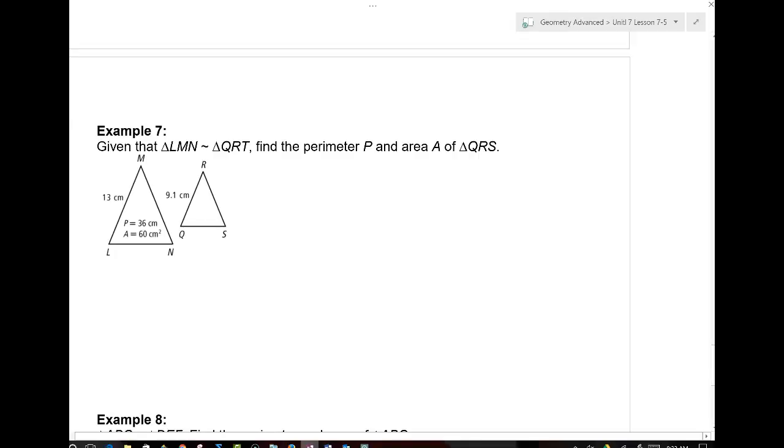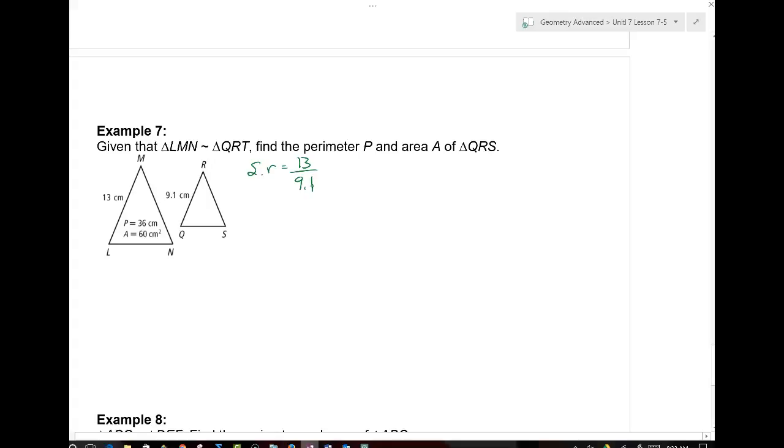It might not be perfectly worded the same way as this, but the setup is the same. It says, given that triangle LMN is similar to triangle QRS, find the perimeter P and the area A of triangle QRS. You have to ask yourself, what do you know? Well, notice I don't give a lot of information for those two triangles, but I do know one huge thing. They're similar. I also know that I was given a pair of sides for each one of those. Can't I get a similarity ratio then? So really, aren't I given the similarity ratio? So my similarity ratio is going to be 13 to 9.1.